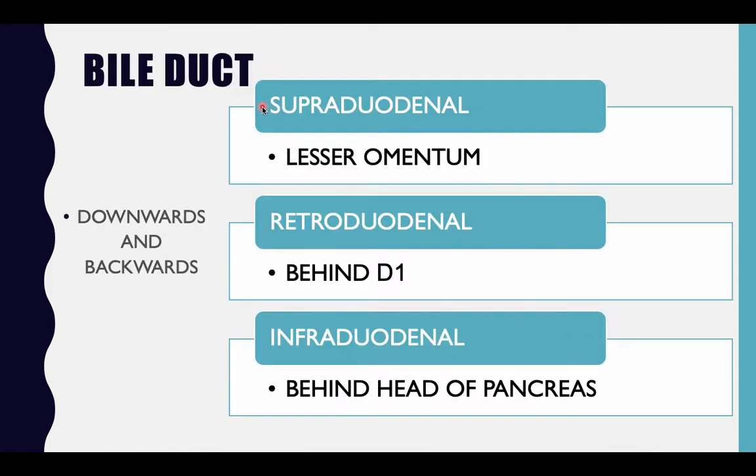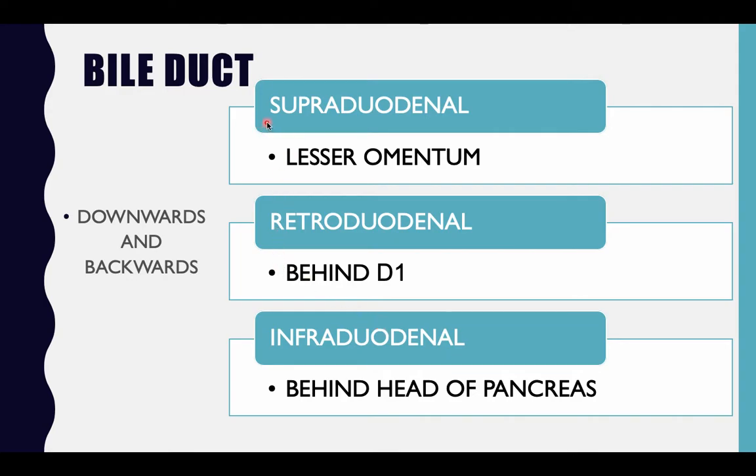The bile duct has a course moving downwards and backwards. It is around 7 to 7.5 centimeters in length and has a 6 millimeter diameter. Its relations are understood in terms of 4 different parts, but here I have mentioned only 3 parts. The last one is mentioned in a separate slide.